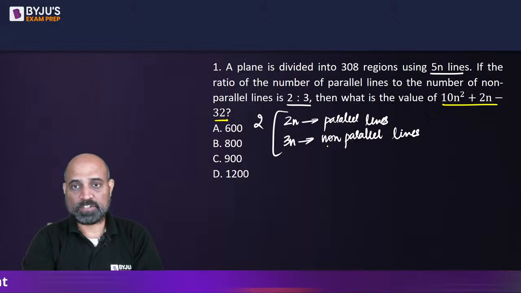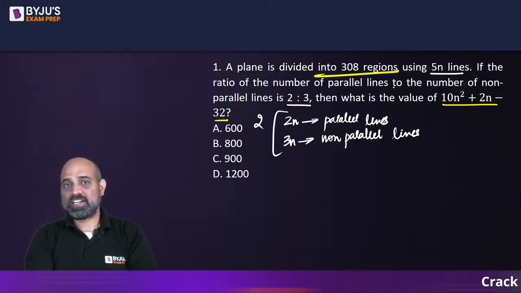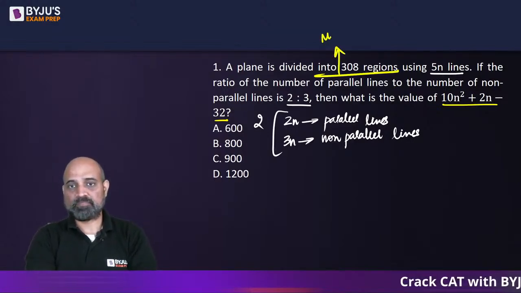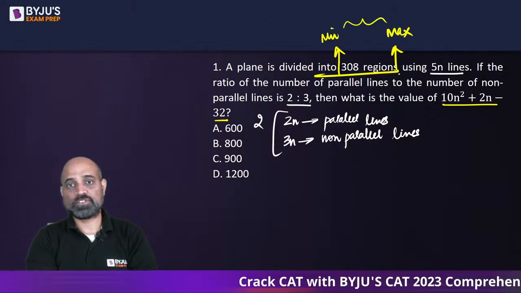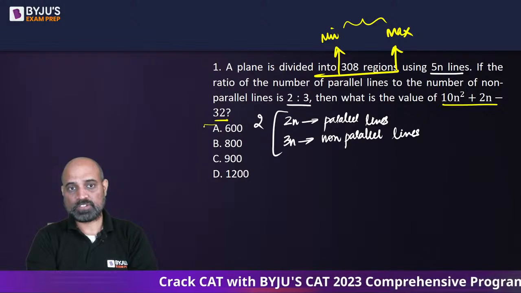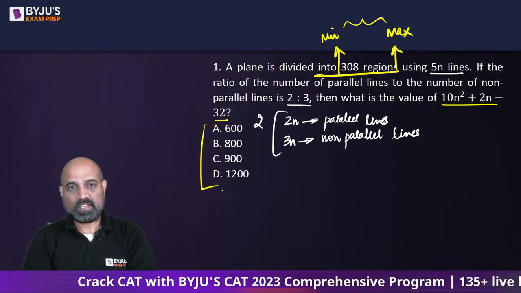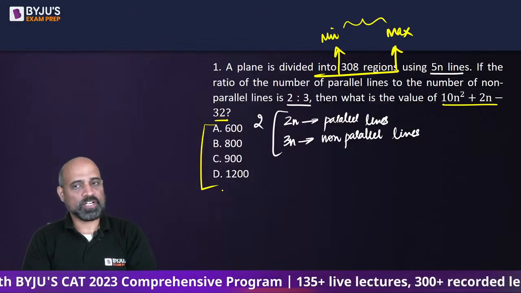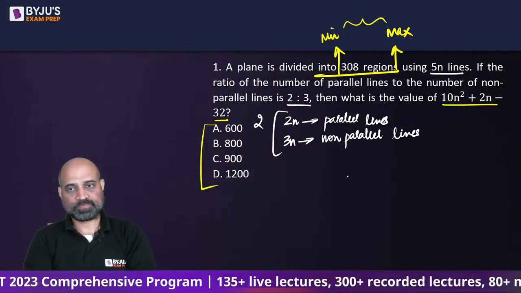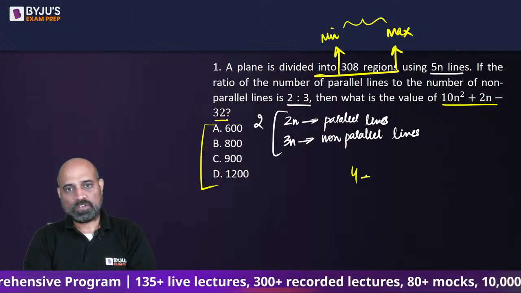Same problem with this first question. It says 308 regions, but it doesn't discuss minimum 308 regions or maximum 308 regions. So we'll get a range of values. And if we get range of values, ये तो बहुत कुछ हो सकता है.